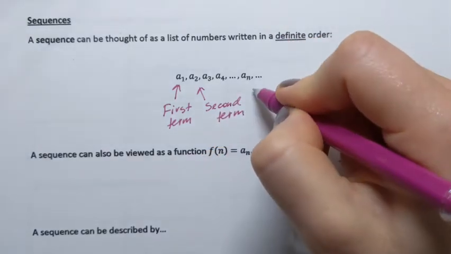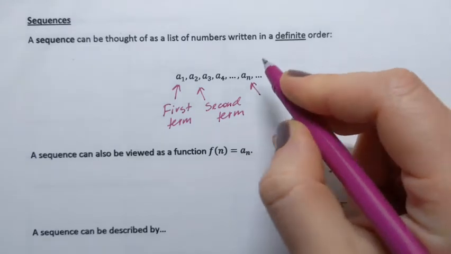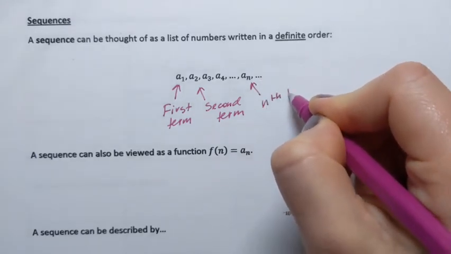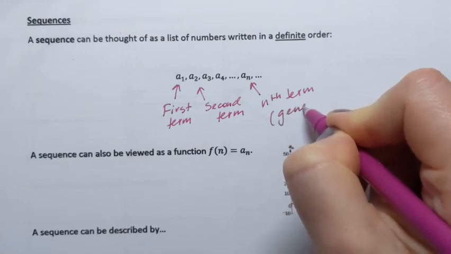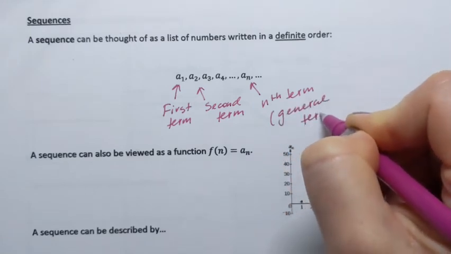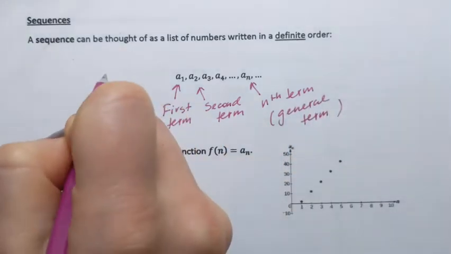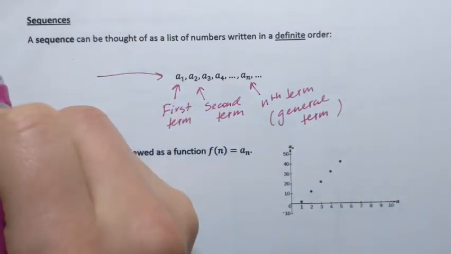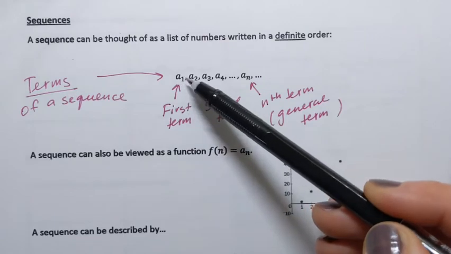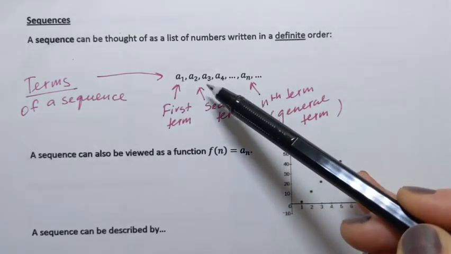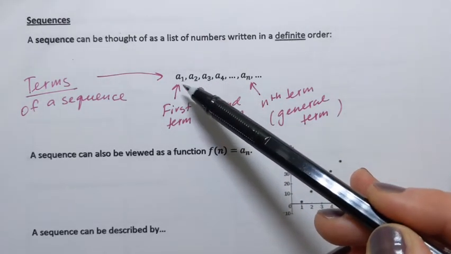And right here we have the nth term, or it's also called the general term. And all of those are terms of a sequence. In other words, the subscripts that we see here denote the position of each term in the sequence.